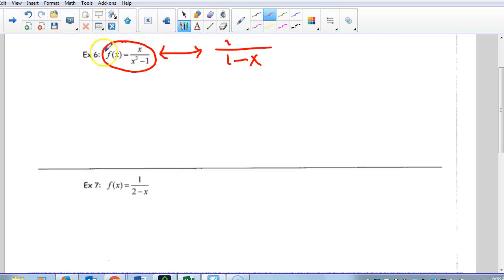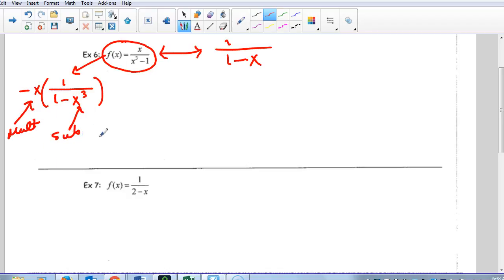So here's a thought. What if I pull out a negative x? That's going to change my signs. I'm going to have 1 over 1 minus x cubed. Now you might say, aha! I see what I'm going to do. I'm going to multiply the whole deal by negative x, and I'm going to substitute x cubed. How cool is that? So I'm going to bust out Big Mama.